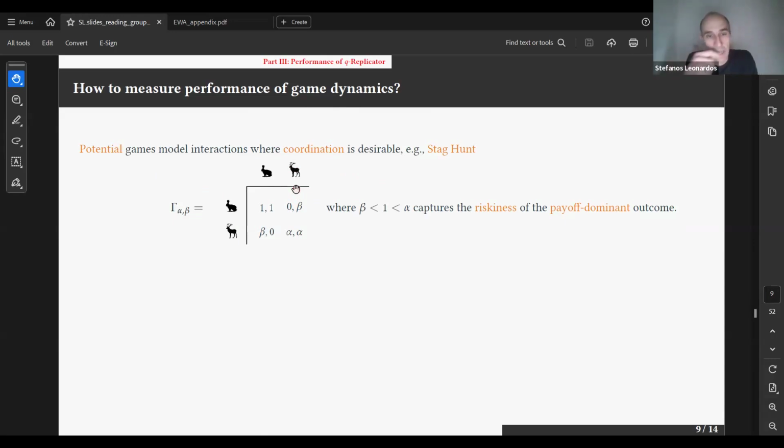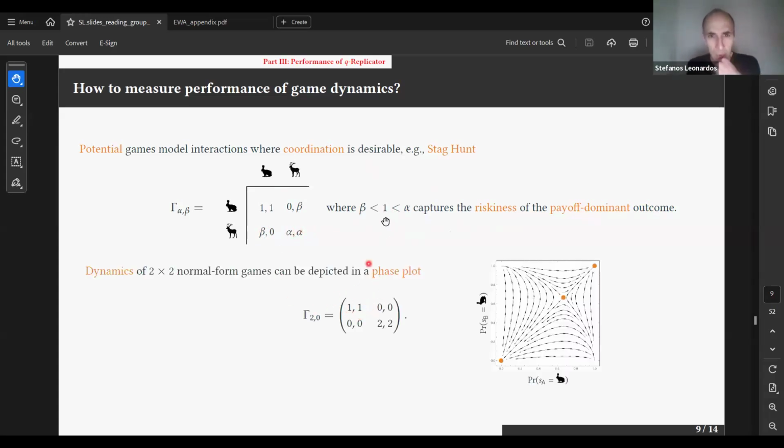Potential games, which model interactions where coordination is desirable. Example, let's look at the stag hunt. Here, Yosif, my co-author, has done in his slides some very nice symbols for the animals. Here, players have two strategies. They want to coordinate, right? They want to end up on the diagonal. If they end up on the top left, they get 1. If they end up at the bottom right, they get alpha, where alpha is supposed to be larger than 1. And beta is a parameter that captures the riskiness of the payoff dominant outcome. It's, of course, also an equilibrium, which is the alpha-alpha.